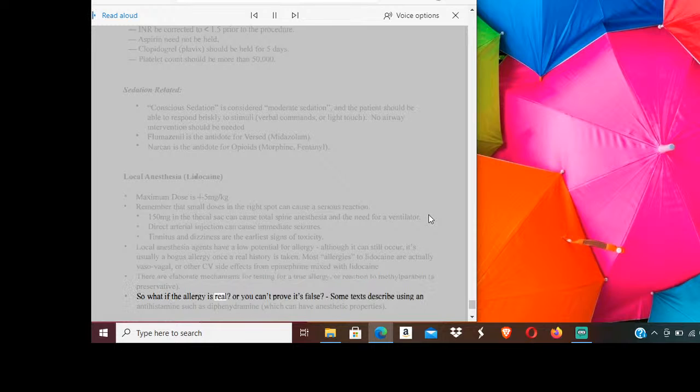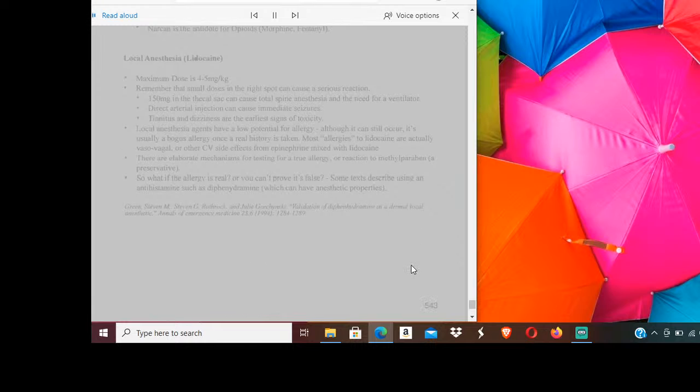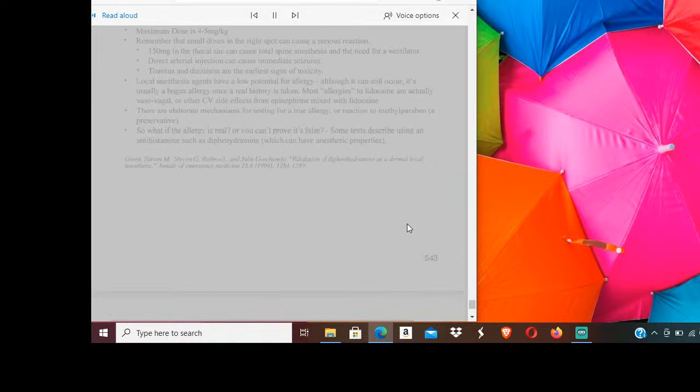So what if the allergy is real, or you can't prove it's false? Some texts describe using an antihistamine such as diphenhydramine, which can have anesthetic properties.